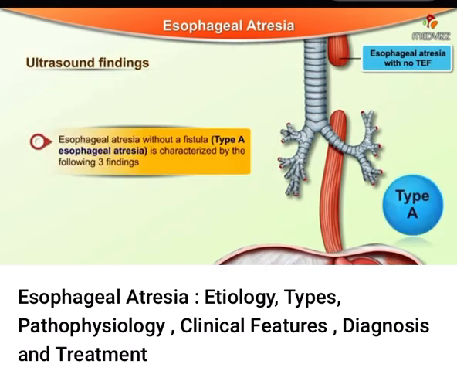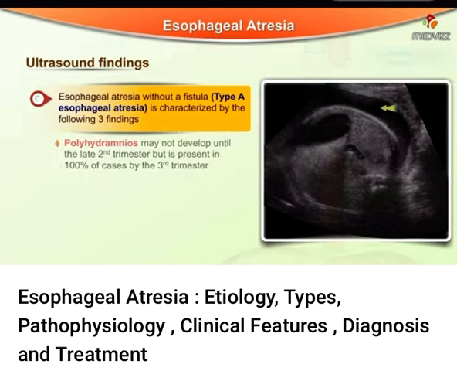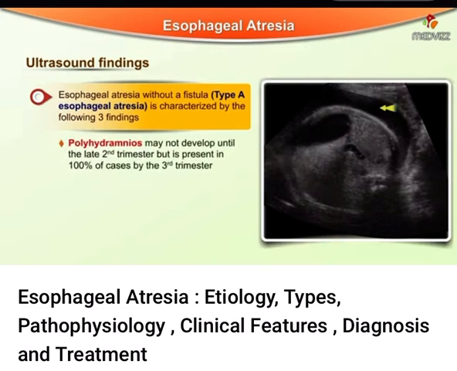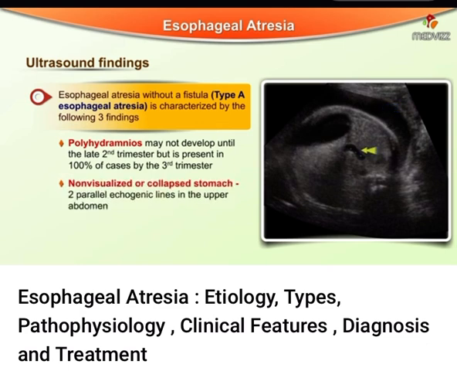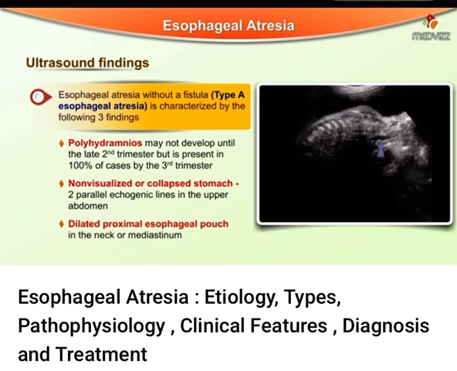On ultrasound, esophageal atresia without a fistula, which is a type A esophageal atresia, is characterized by the presence of polyhydramnios. Polyhydramnios, which may not develop until the late second trimester, is present in about 100% of all the cases by the third trimester. A non-visualized stomach or collapsed stomach can be appreciated as 2 parallel echogenic lines in the upper abdomen, and a dilated proximal esophageal pouch can be seen in the neck or mediastinum.